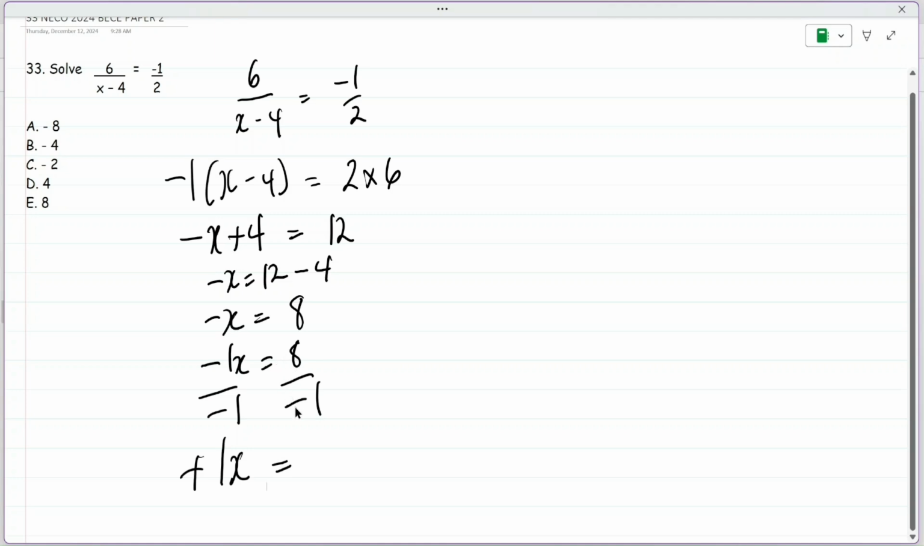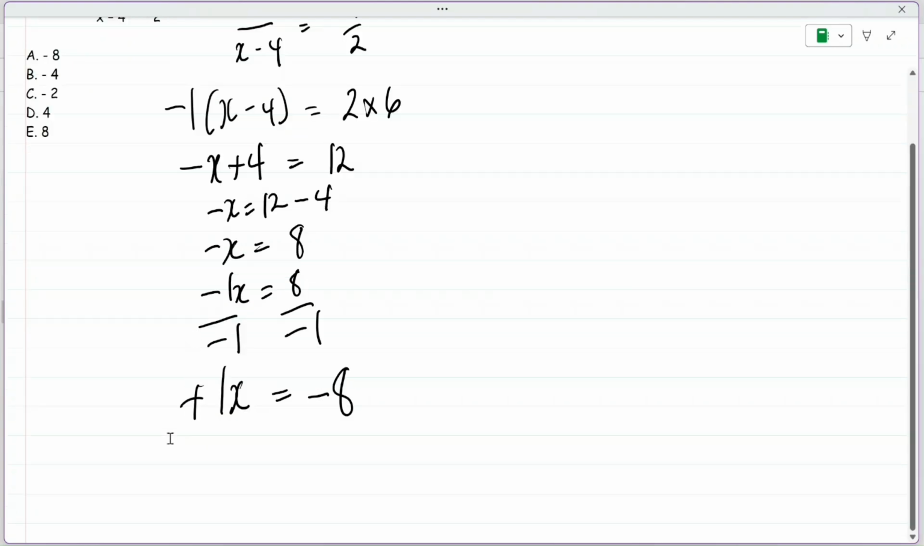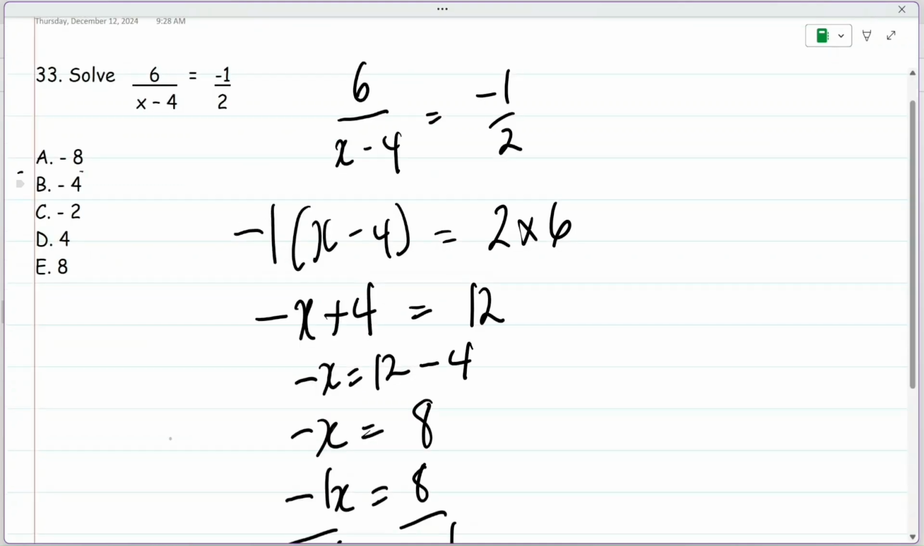The 8 has a plus and this is a minus. Plus divided by minus is minus. Then 8 divided by 1 is 8. This plus 1x is same thing as x equals minus 8. The answer to the question is A, minus 8.